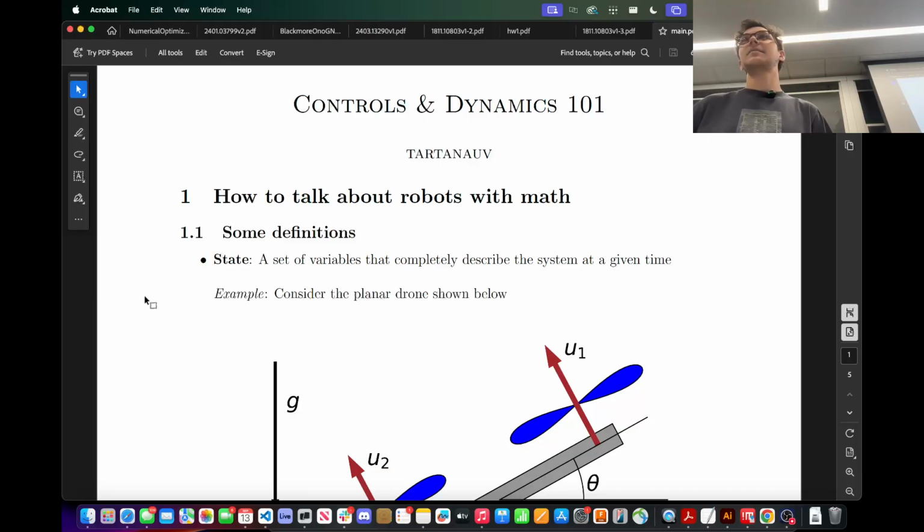So I first want to talk about how we discuss robots mathematically. I want to go over some definitions first. And also, I want to say before I start, if anyone has questions about anything I'm saying, or I'm going too fast, or something doesn't make sense, interrupt me. It's totally fine, and ask questions. There are no stupid questions. I really encourage you guys to ask about anything that's unclear.